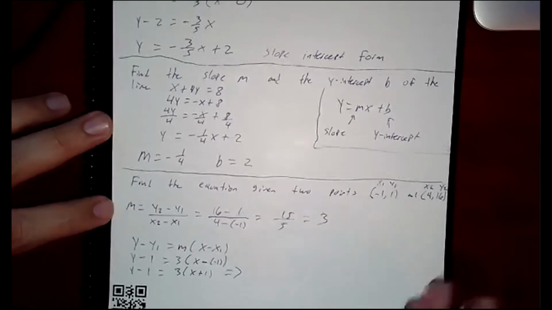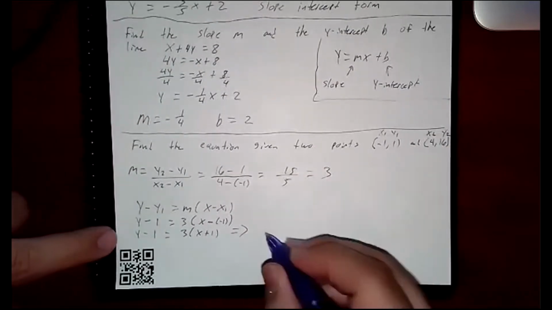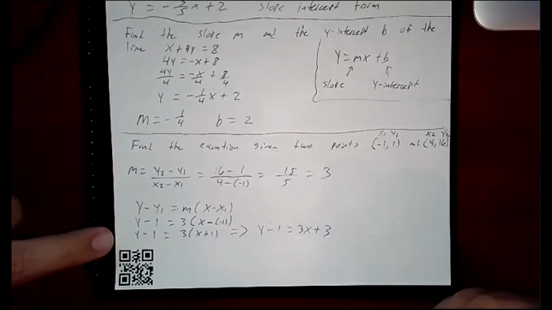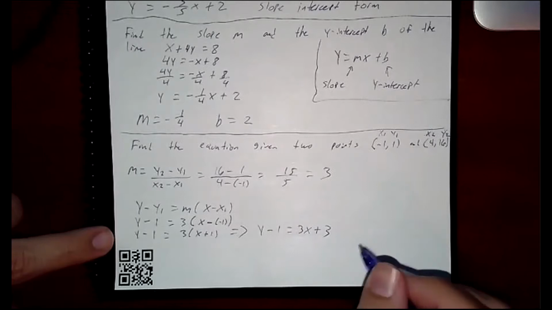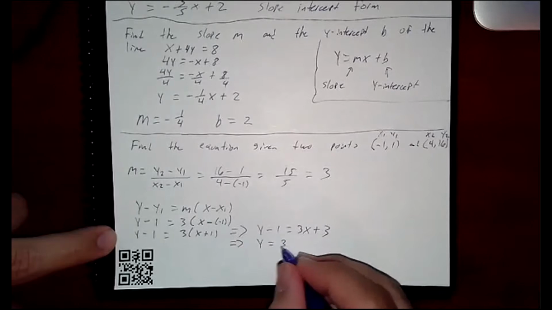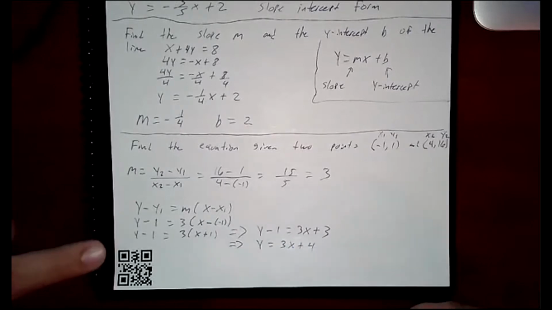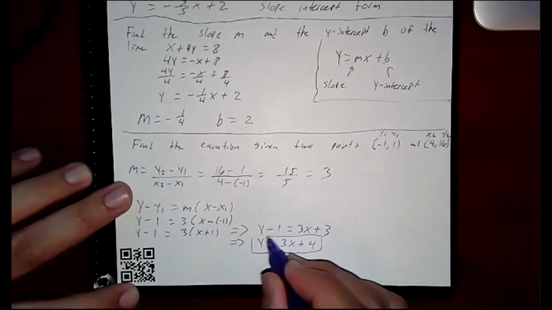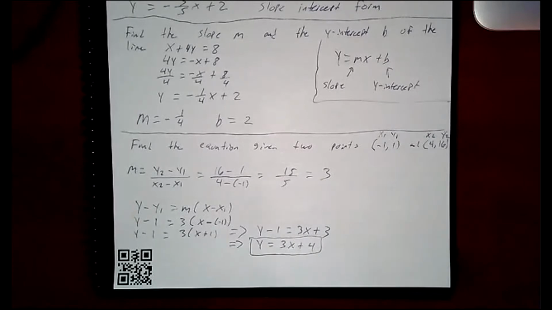Distribute the 3, and we'll give you 3x plus 3. Add the 1 over. That will give y equal to 3x plus 4. This will be equation 1. So you can find an equation of a line given a point and slope, or 2 points. That's the minimum that you need to be given. Otherwise, you cannot find it.